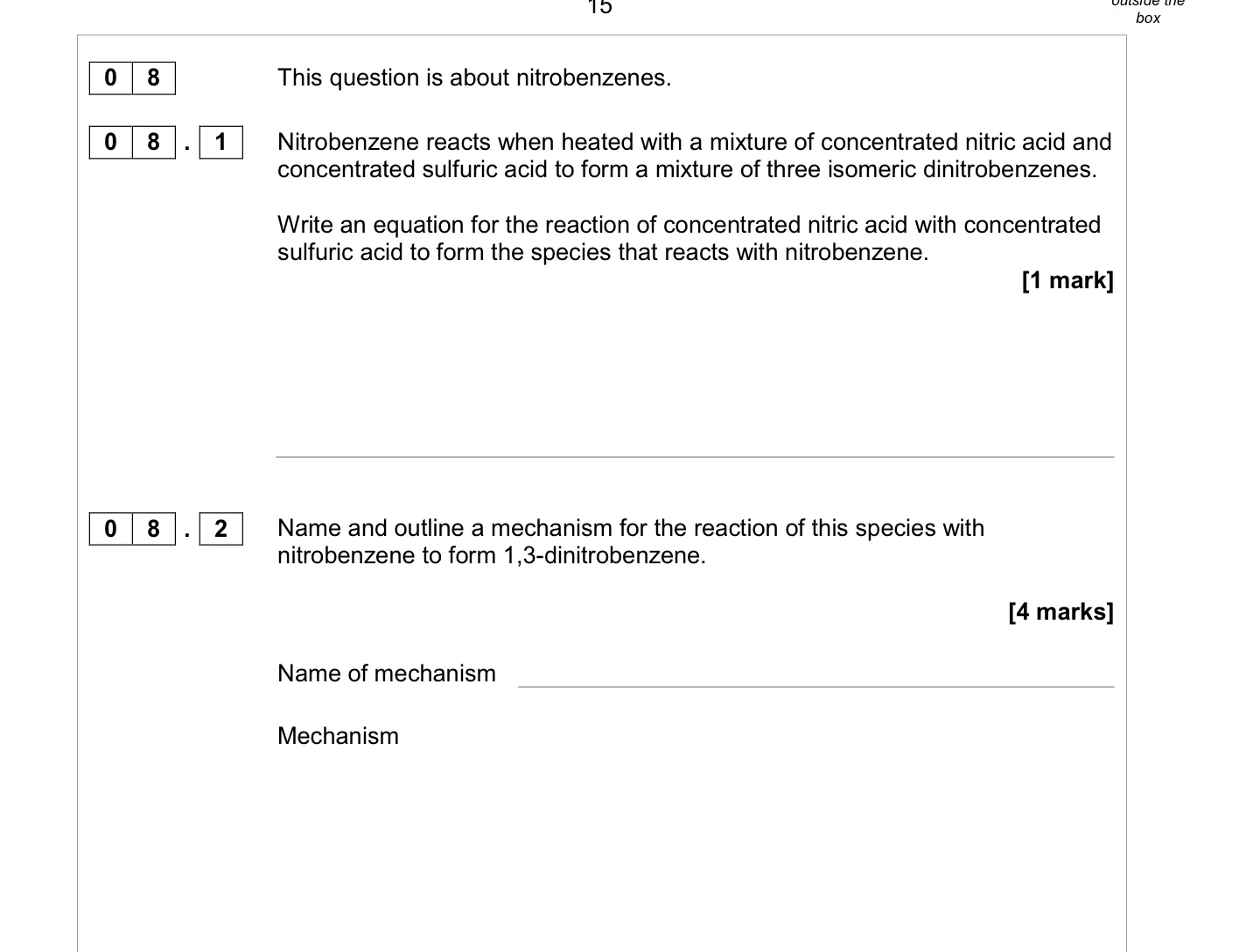So question 8 is about nitrobenzenes. First, 8.1 is asking you to write the equation for the reaction of conc nitric with conc sulfuric to form the species that reacts. So we've got to make that nitro group that acts as an electrophile. So we've got to somehow turn HNO3 into the NO2+, which is the group that does the attacking of the benzene ring. So I think this is an equation just to remember really. So the sulfuric acid and the nitric acid, we get NO2+ plus H3O+ plus 2 lots of HSO4-.